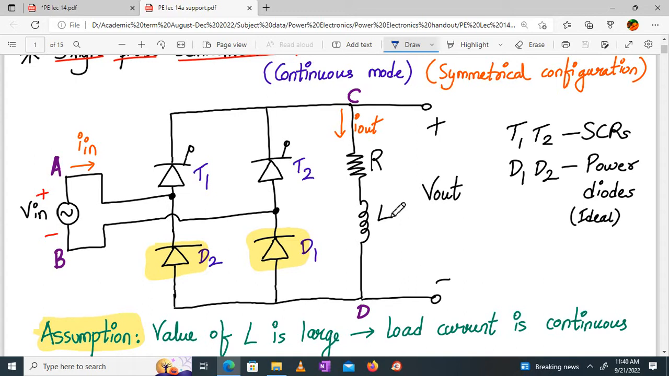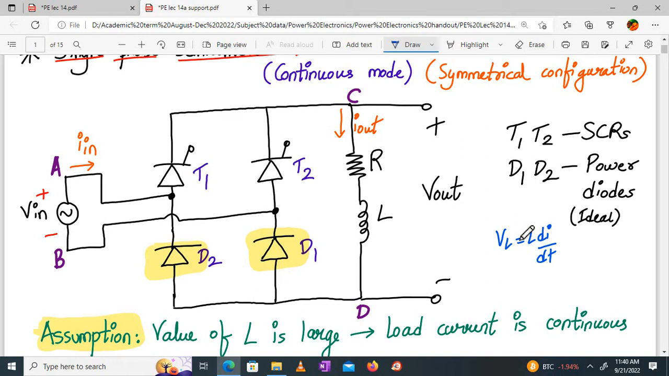Let's say you have a 5,000-liter water tank, and the requirement is 500 liters of water. Even if you remove 500 liters, how much is remaining? 4,500. So there's a lot of stored energy if the value of L is very high, because the voltage across the inductor is given by the formula L di by dt. If the value of L is larger, it will store more energy, as simple as that. For continuous mode of operation, we assume that the load current is continuous and the value of inductor is large. So during the negative half cycle, it will not go to zero.